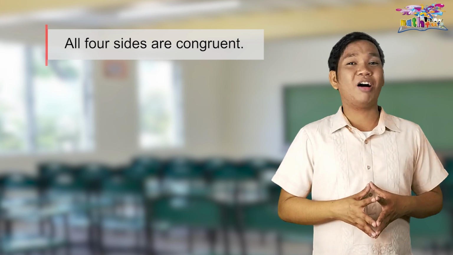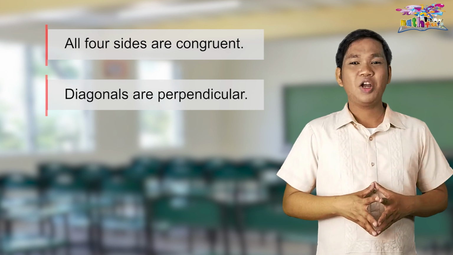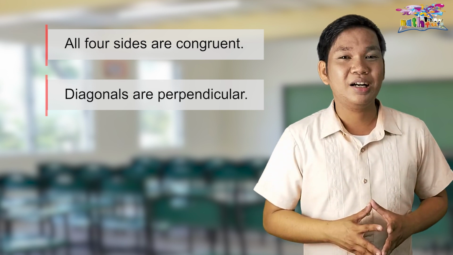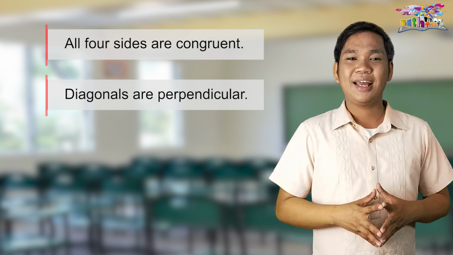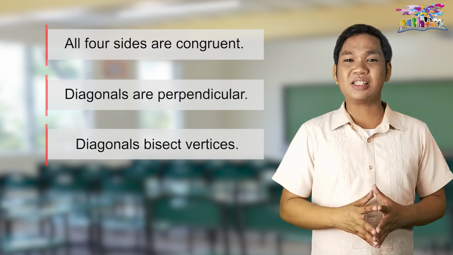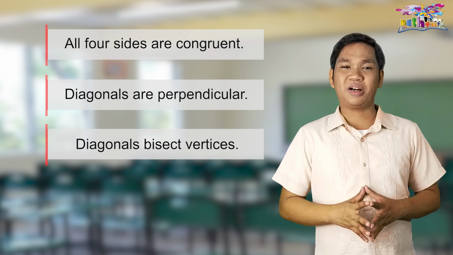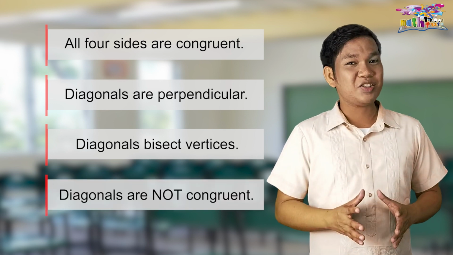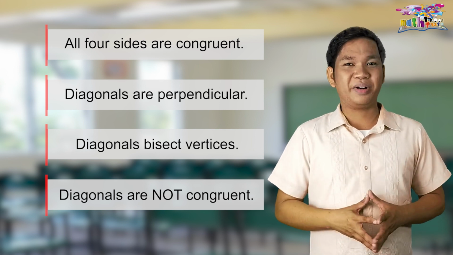But what makes it different from the other two special parallelograms are the following properties. All four sides are congruent. Diagonals are perpendicular. When we say lines are perpendicular, they form right angle which measures 90 degrees. Diagonals bisect vertices, meaning the diagonal divides the angle into two equal parts. Diagonals are not congruent. They only divide each other into two equal parts.